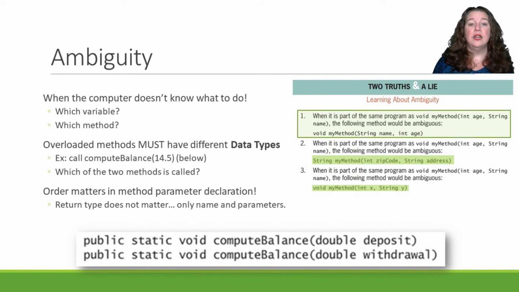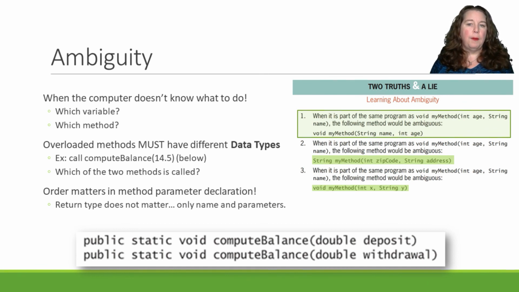causing an ambiguity. If I wrote this code, Java would come back to me and say, ambiguous method call, which compute balance do you want? I don't know. The thing to remember with ambiguity is that order matters. In the example here of the two truths and a lie, the first example is the one that is false.